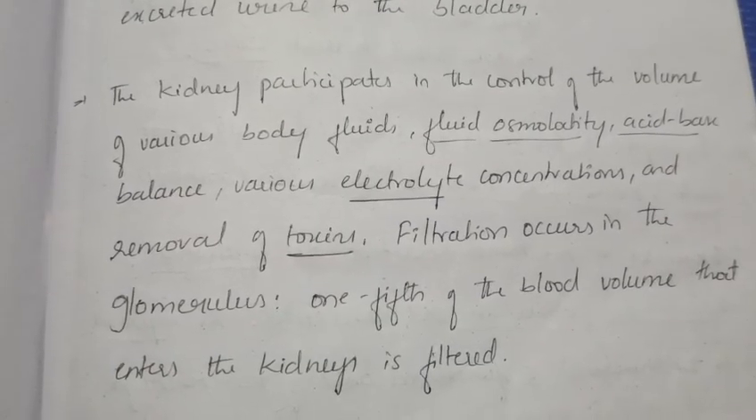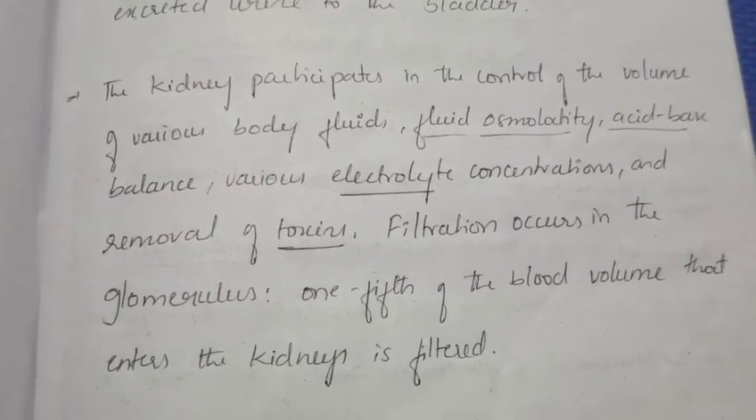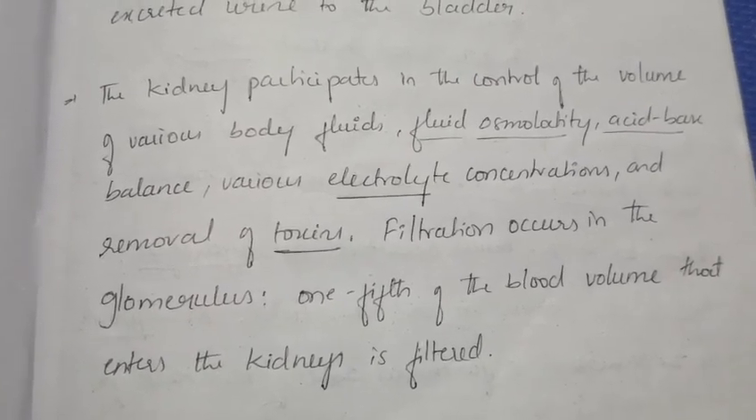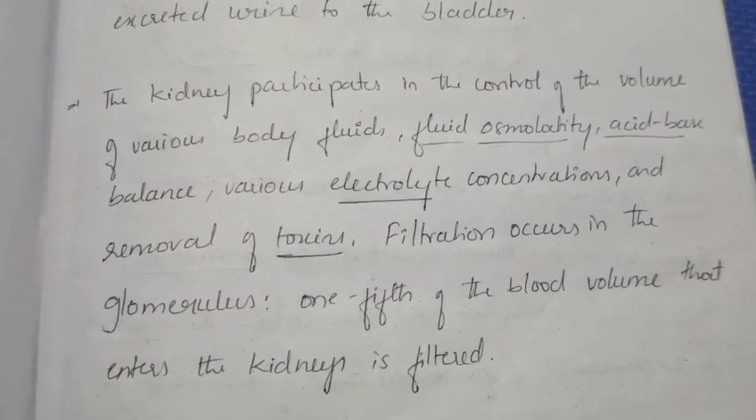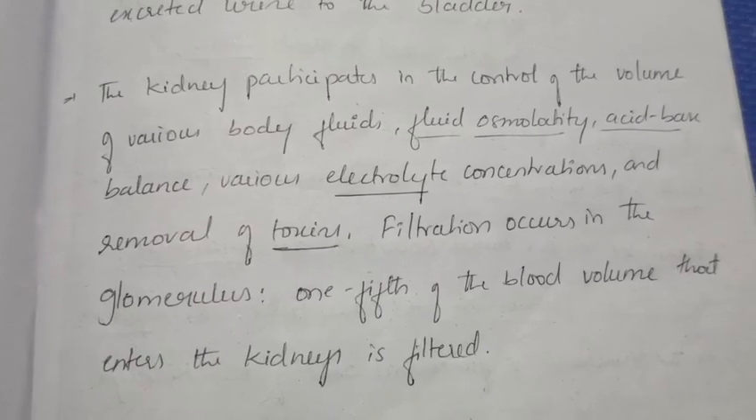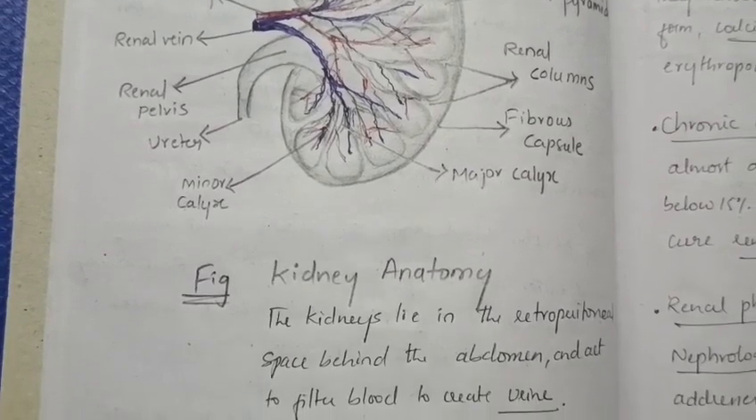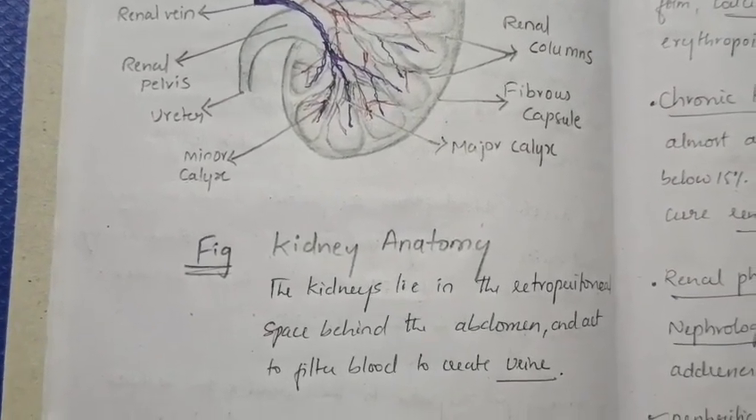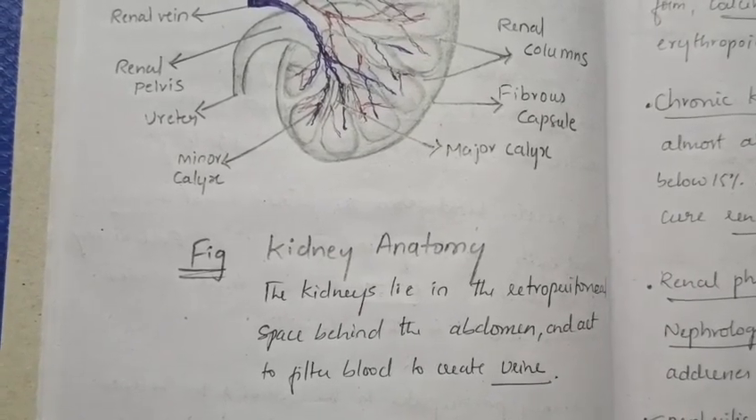The kidneys participate in the control of the volume of various body fluids, fluid osmolality, acid-base balance, various electrolyte concentrations, and removal of toxins. Filtration occurs in the glomerulus. One-fifth of the blood volume that enters the kidney is filtered. Figure: kidney anatomy. The kidneys lie in the retroperitoneal space behind the abdomen and act to filter blood to create urine.